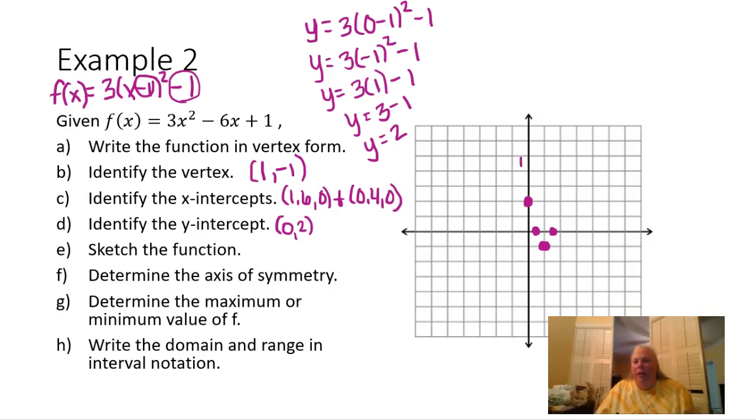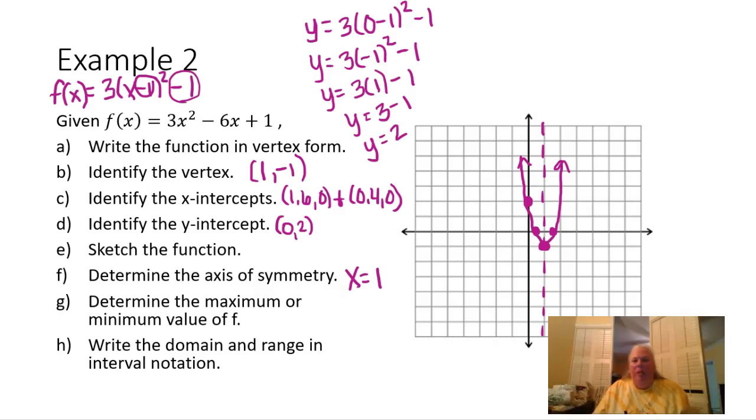All right, part E, sketch the function. Well, we can do that pretty easily. We've got our dots in here. We'll come down here, turn around, and move back up in that direction. And there's our parabola. Okay, F, the axis of symmetry. Remember, the axis of symmetry goes through the vertex. The vertex is right here. This is our imaginary line that cuts the parabola exactly down the middle through its vertex, and the equation for this line is x equals 1.